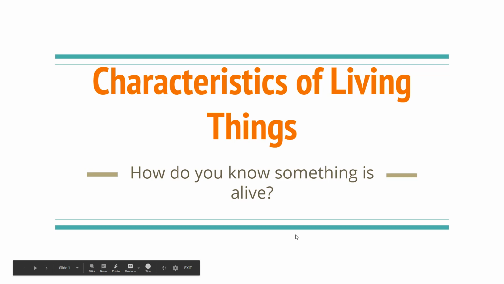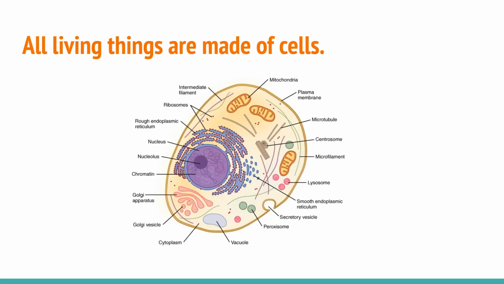We're going to discuss the characteristics that all living things share. The first being that all living things are made of cells. You've talked about cells in several of the other biology classes that you've had through the years. This should look like a familiar picture to you. We are going to spend time this year reviewing all of the different parts of a cell, so don't worry if this looks scary.